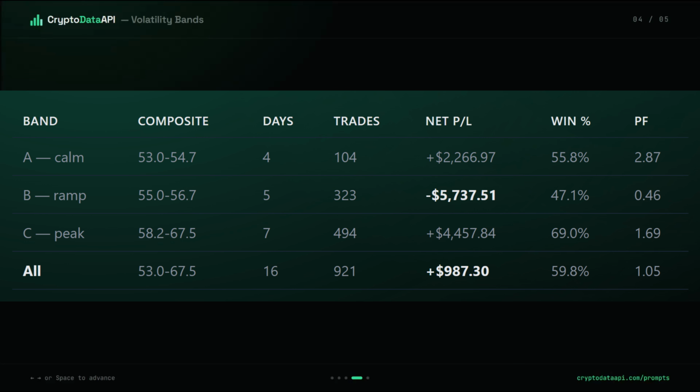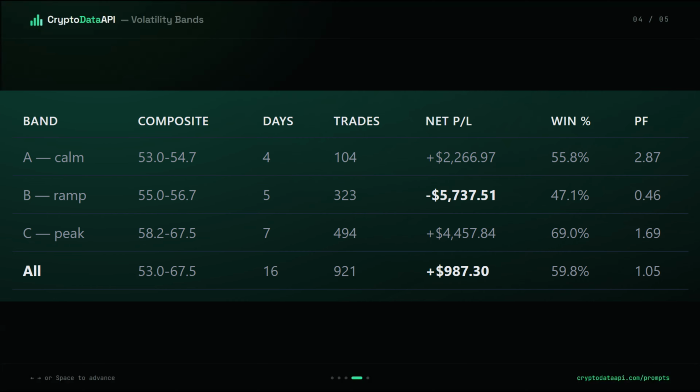The middle ramp, stress score between 55 and 58, took a massive loss of $5,737 across 323 trades. And finally, the peak band with a composite stress score of above 58 made a decent profit of $4,457, with also the highest win rate of 69%.